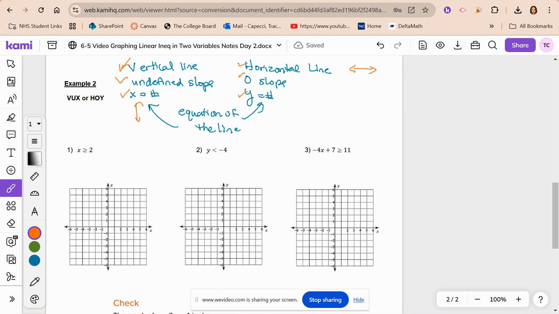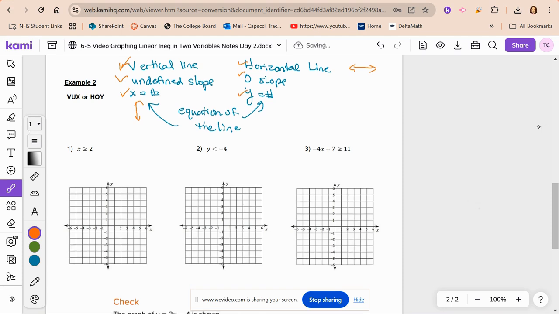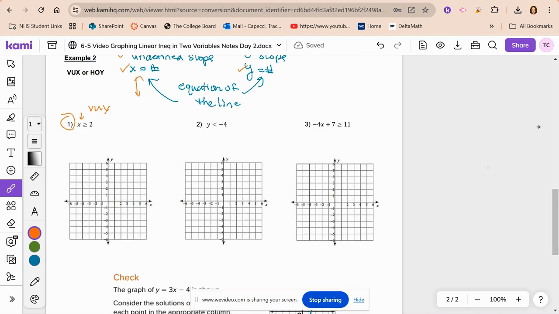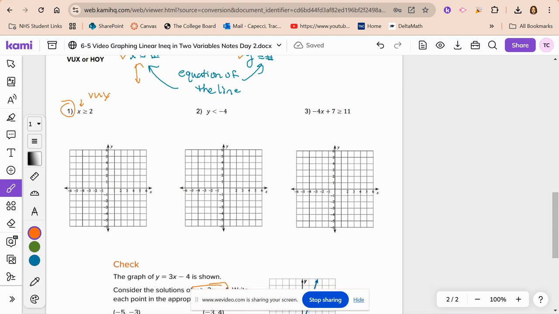horizontal line, has a 0 slope, and again, the equation of the line is y is equal to a number. Okay, let's get started. So in number 1, we have an x, which is a VUX, so we know we're going to have a vertical line. And I know that 2 is where it's going to go. It's going to go through there. So we're going to draw a line there. This is going to be solid. So I'm going to draw my solid line.